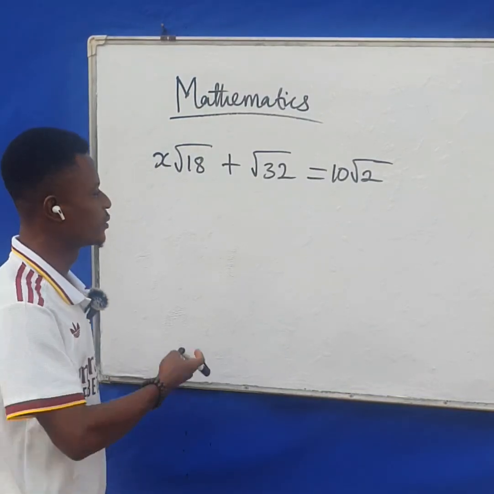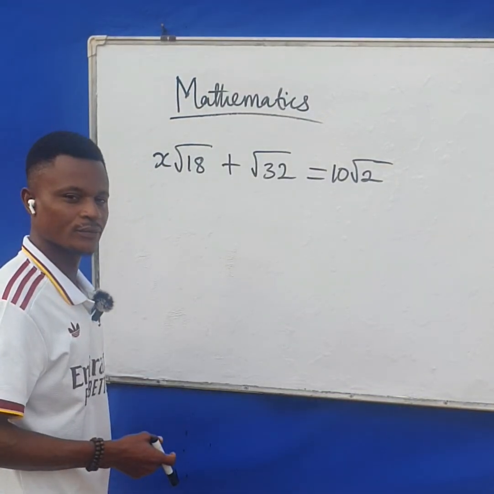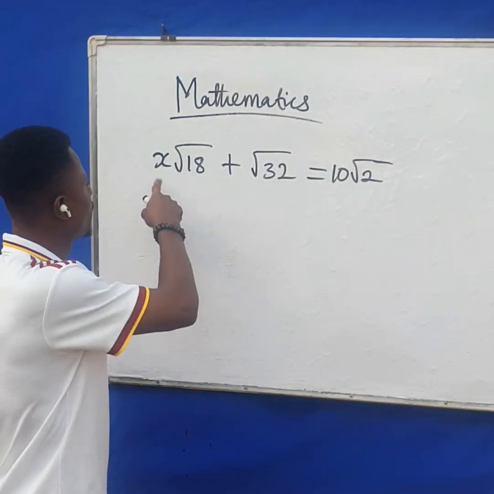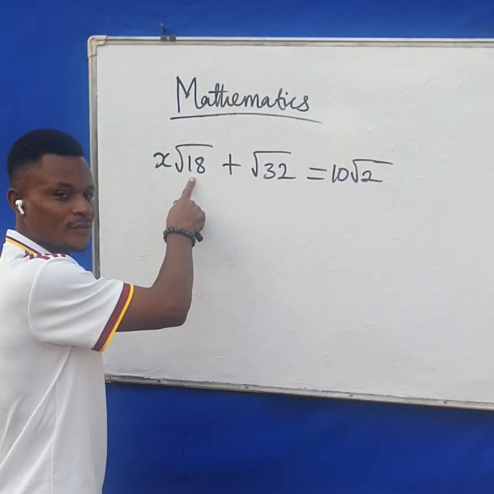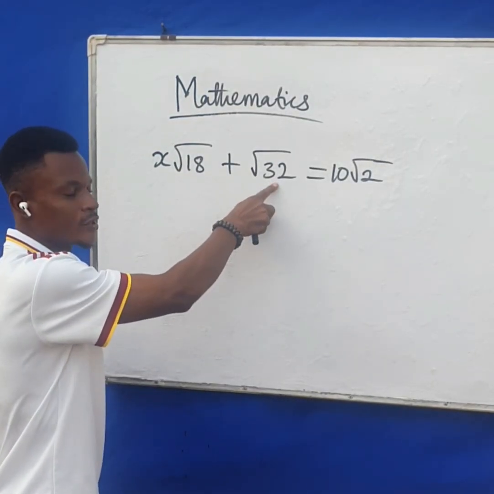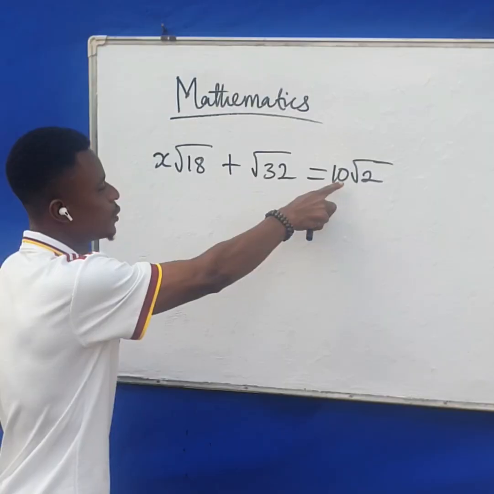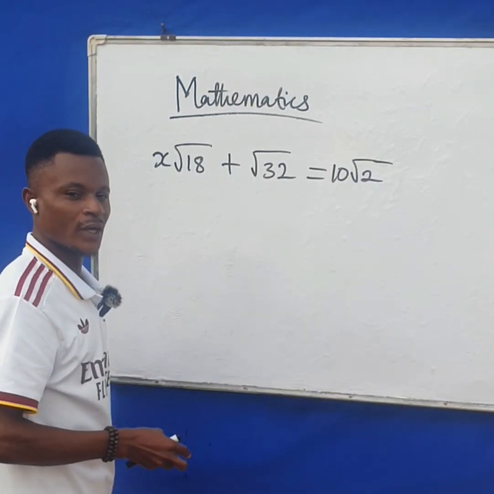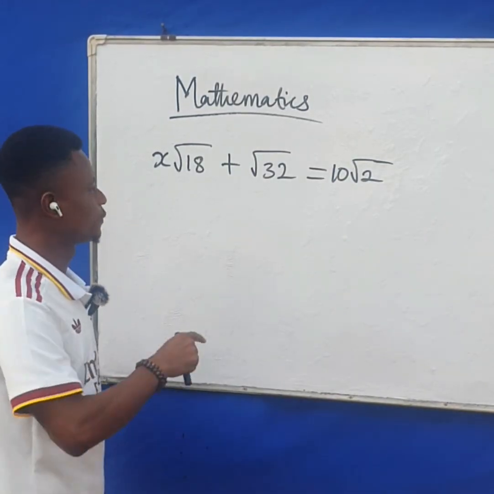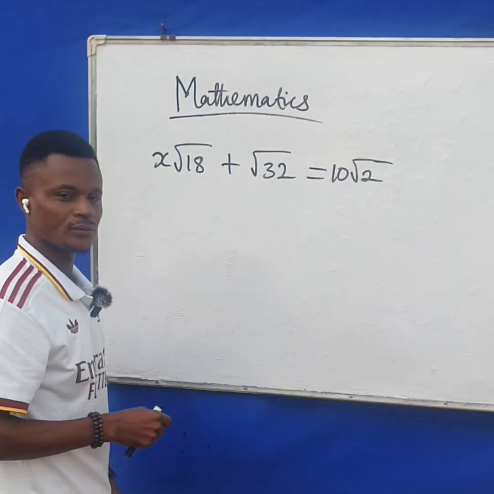Let me show you how to solve this math question on the board. You are given x root 18 plus square root of 32 equal to 10 root 2. And we are expected to find the value of this x.